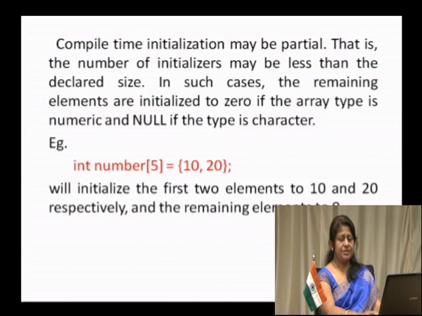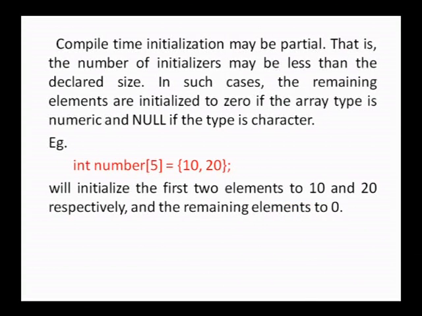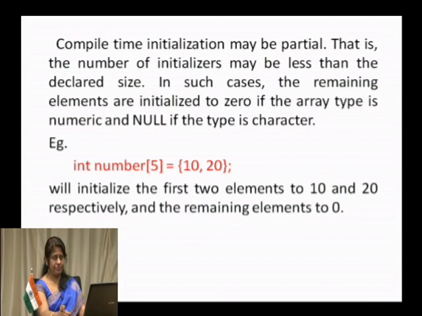The compile time initialization may be partial. In the previous examples we saw that the initialization was done for the entire set of elements in the array. That is, when I said an array which consists of 5 elements, all the 5 elements were given values, or an array which consists of 4 elements, all the 4 elements were given values. But sometimes while we are initializing we may not give values for all the array elements.